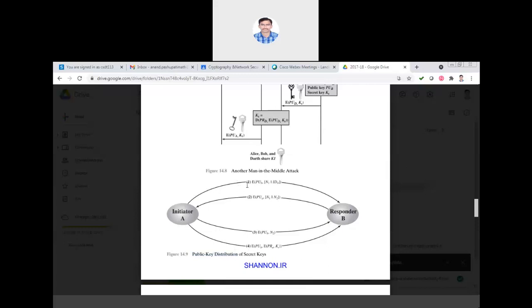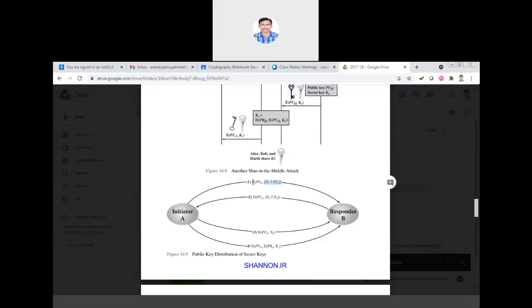So in the first transaction, what is happening? A is sending his detail, that is IDA, along with a nonce generated by him, that is N1. Both are encrypted using B's public key, PUB, as A knows the public key, and anyone knows the public key of B. So A is using the receiver's public key and encrypting his detail and the nonce.